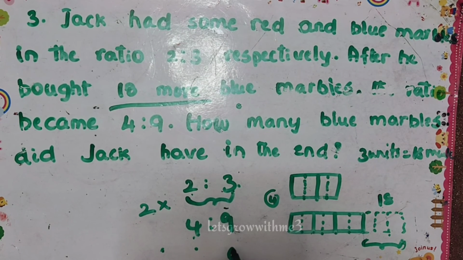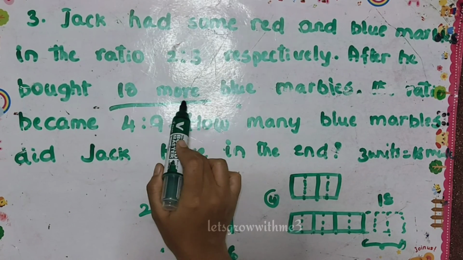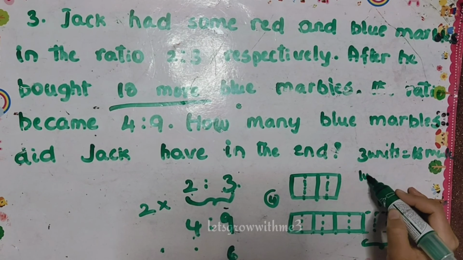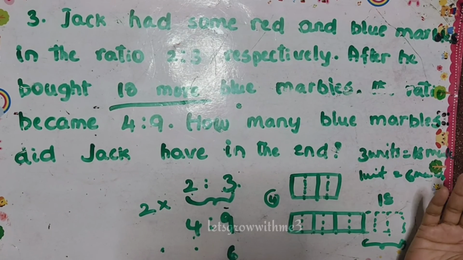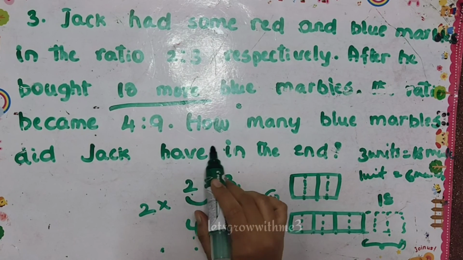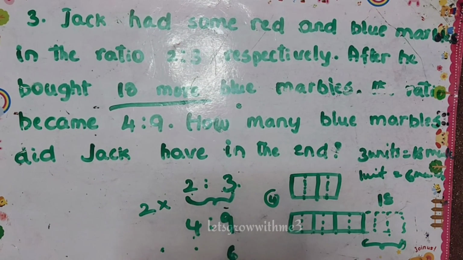Next, how many blue marbles did Jack have in the end? So Jack had how many blue marbles in total? 9 units, right? Now we got 1 unit is equal to 6 marbles. Then 9 units is equal to how much? 9 units is equal to 9 times 6 marbles, which is equal to 54 marbles. So that means Jack has 54 marbles in the end. So 9 units, 9 times 6, which is equal to 54 marbles.